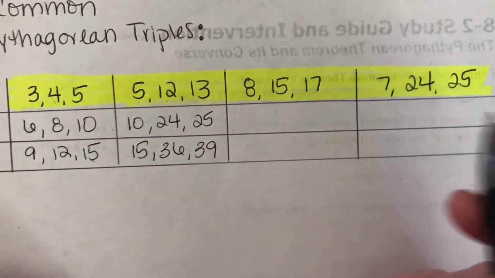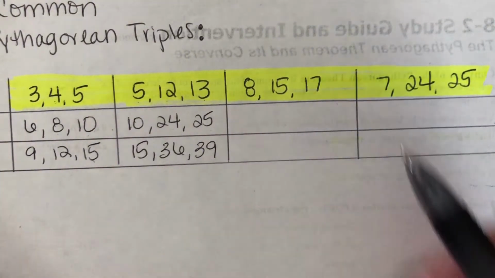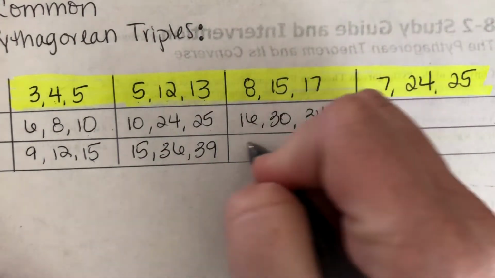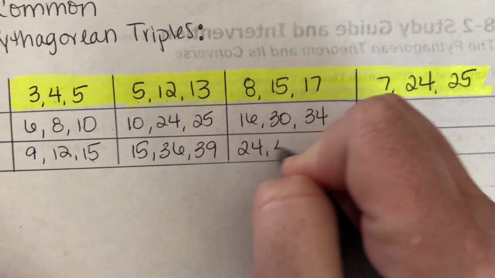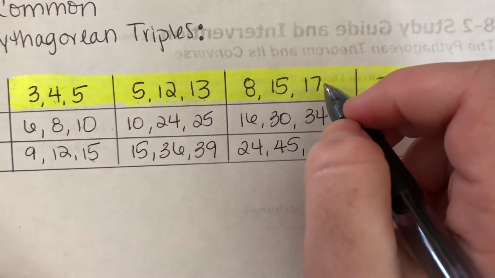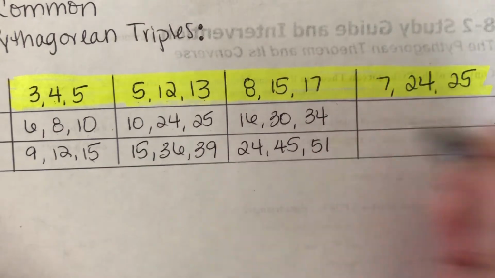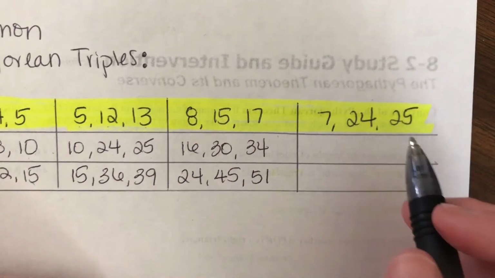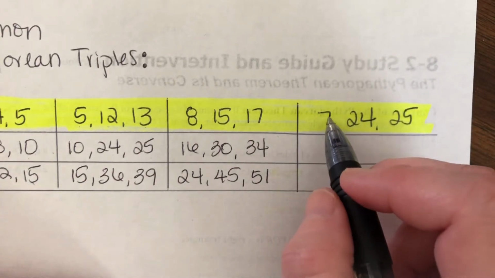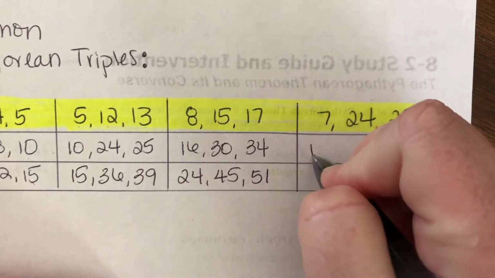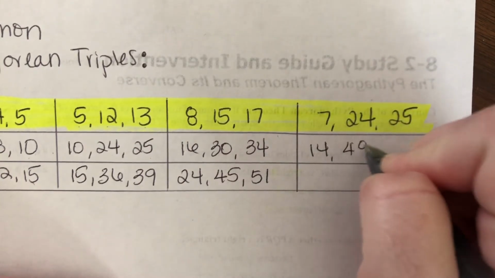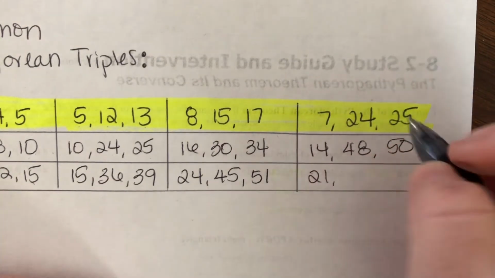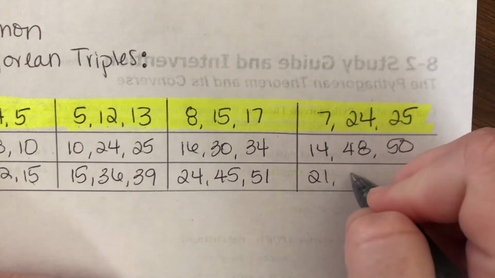I'm going to do it again. 8, 15, 17. That's another Pythagorean triple. We can multiply everything by 2. 16, 30, 34. We can multiply everything by 3. 24, 45, 51. And then 7, 24, 25. Now it still keeps going up from there, but this is where I stopped because I don't want to get into humongous numbers. So I can multiply everything by 2, 14, 48, 50. Or I can multiply everything by 3, 21, 72, I believe.